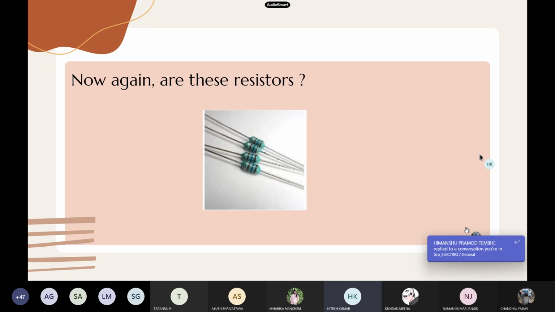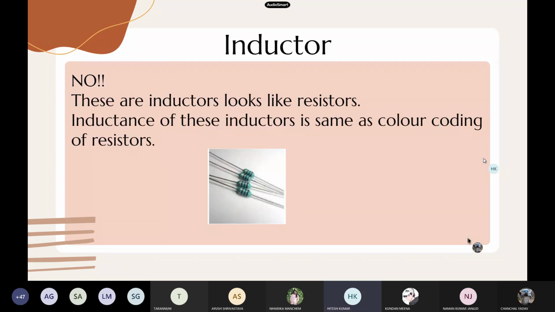By seeing this picture, it comes to your mind that these are resistors, because pictures similar to this we have seen in the resistor section, but these are not resistors. These are inductors that look similar to resistors. The inductance of these inductors we can calculate by the color coding printed on them. The color coding of the inductors is similar to the color coding of the resistors.